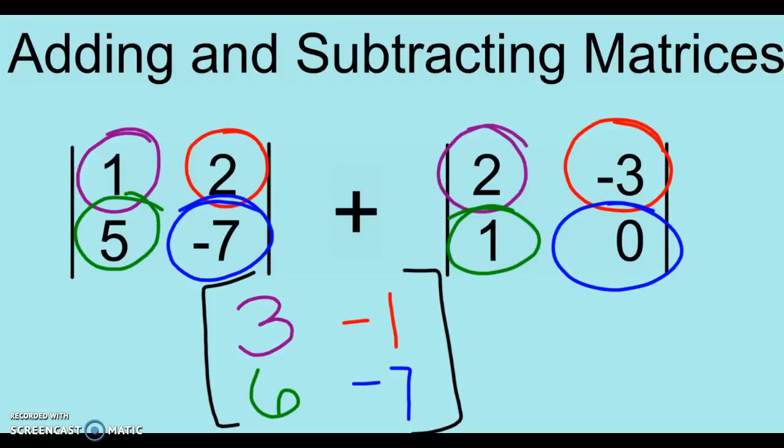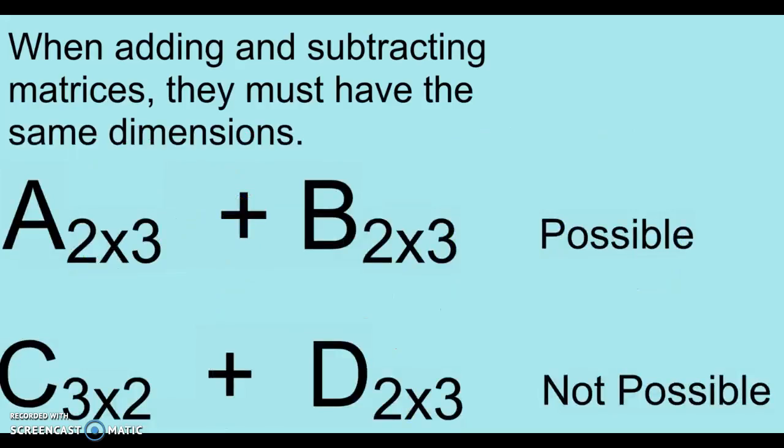There are some things to remember, though. They have to be exactly the same size, because if they weren't the same size, it wouldn't be possible. So let's say A is a 2 by 3 and B is a 2 by 3. Yep, you can do that one. But if C is a 3 by 2 and D is a 2 by 3, not going to happen. And I'm going to show you why.